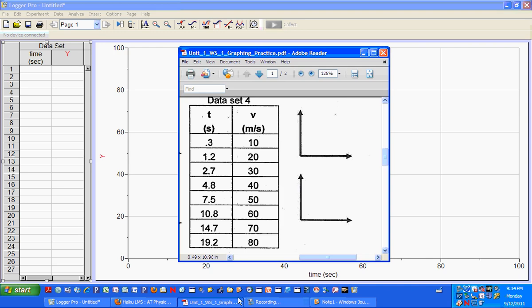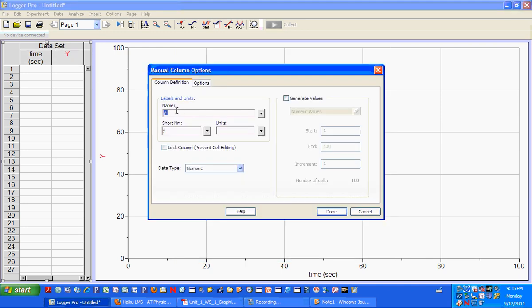I'm going to rename this. What am I going to rename this? Velocity. Same thing. V for velocity, and those units were meters per second squared. I can put a superscript up there. Squared. There we go. Done.